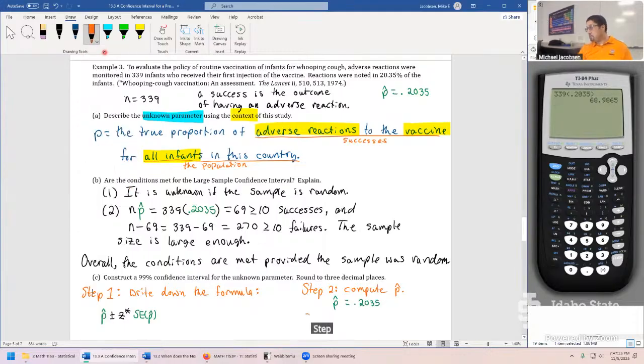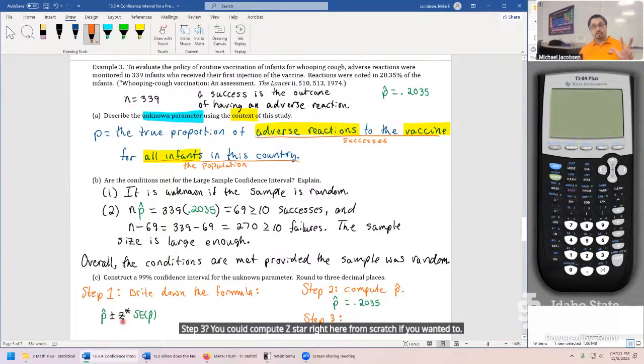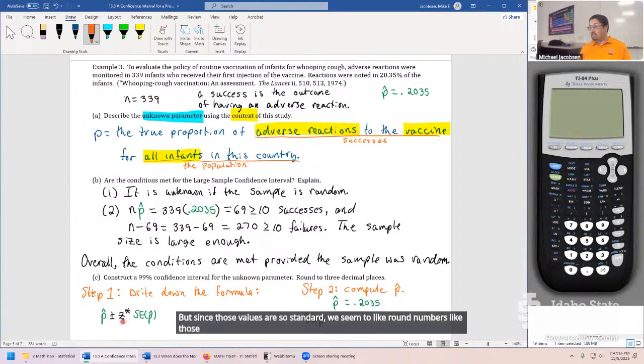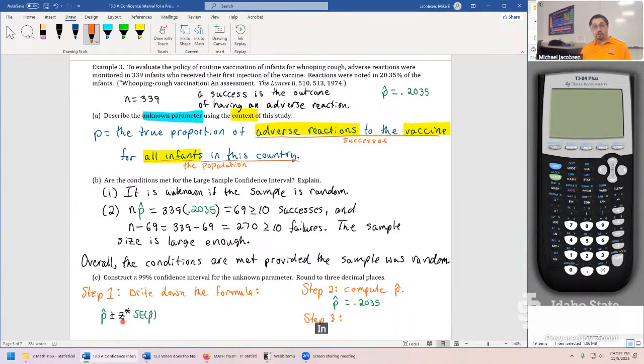Step 3, you could compute z star right here from scratch if you wanted to. But I mentioned there's 3 very common levels of confidence, 90%, 95%, and 99%. And there's nothing wrong with 98% or 96%. But since those values are so standard, we seem to like round numbers like those for some reason. In an exam setting and even on a quiz, it's going to be those 3 values.